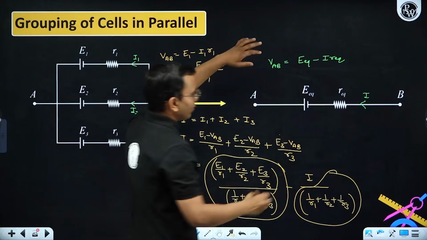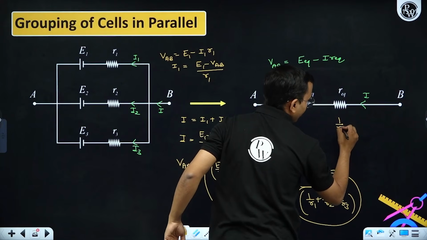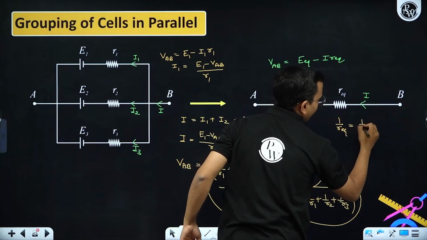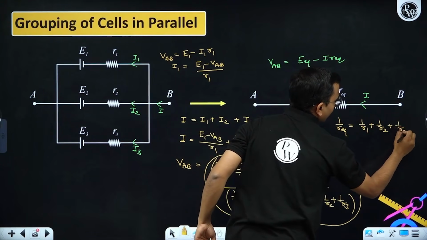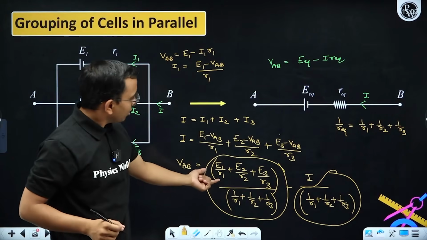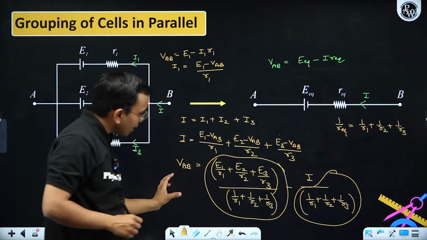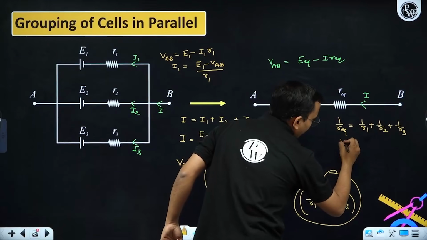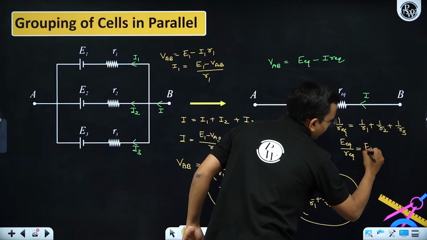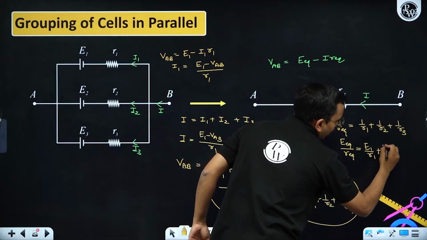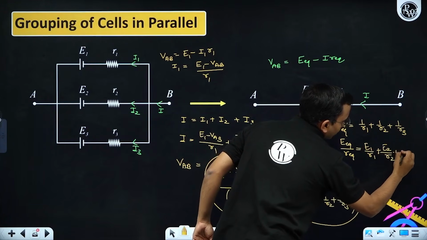So from here if I write 1 by R equivalent, this is basically 1 by R1 plus 1 by R2 plus 1 by R3, and similarly this is my E equivalent. So E equivalent by R equivalent, if I write, this is E1 by R1 plus E2 by R2 plus E3 by R3.